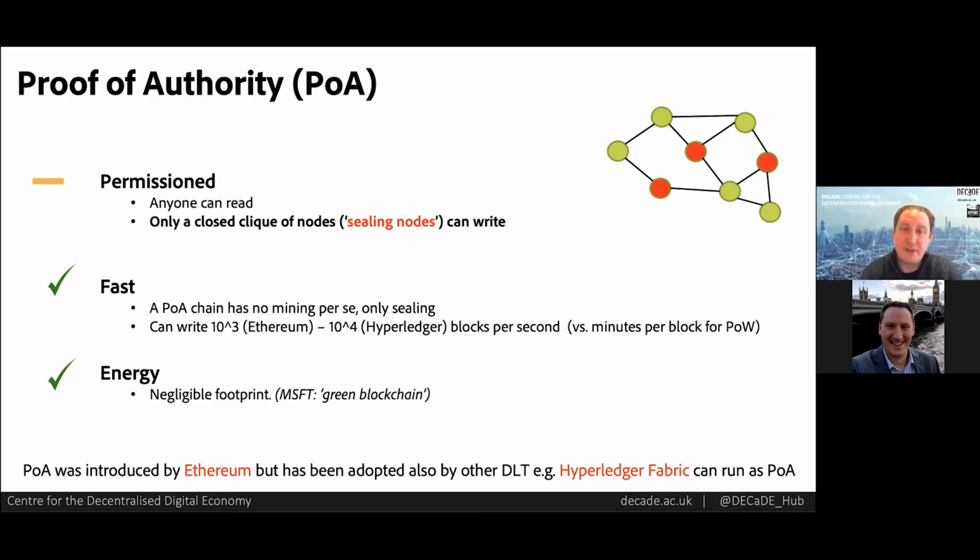I mean, popular ones are Ethereum or Hyperledger Fabric. You can get POA speeds of 10 to the 3, maybe just about 10 to the 4 blocks a second. Consider that versus 1 block every few minutes for POW. And because we have no mining and the signing process is cheap, there's negligible energy use. So Microsoft have a version of this in Azure they call Confidential Computing Framework, CCF, and market it as green blockchain.